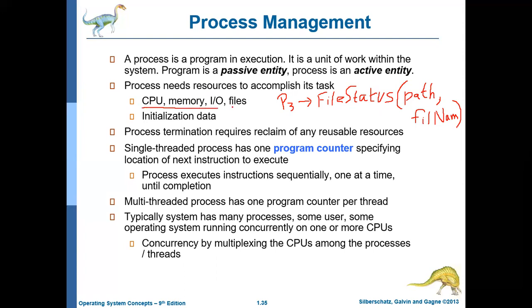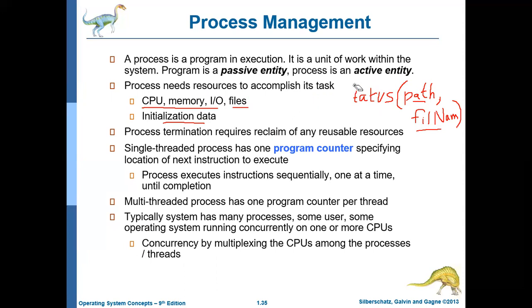So the key information is every process needs certain resources, and these resources may be physical resources or logical resources, and in some cases before invoking a process, the process may need some initialization parameters. So these are some examples of initialization parameters. It may require the path name and the file name.